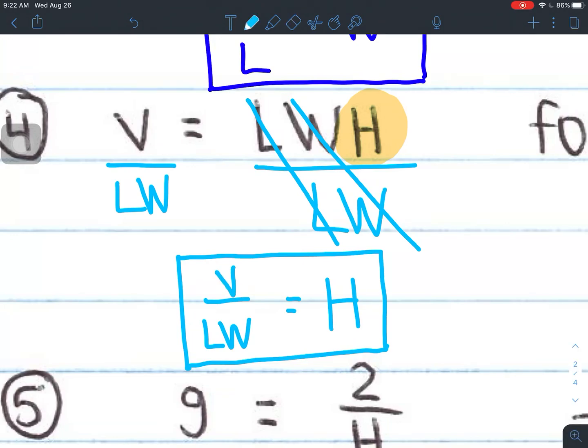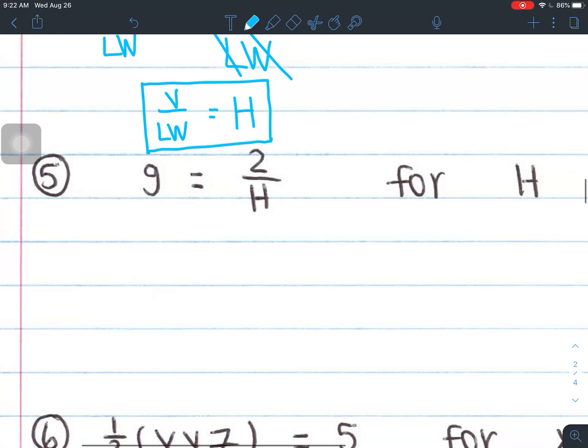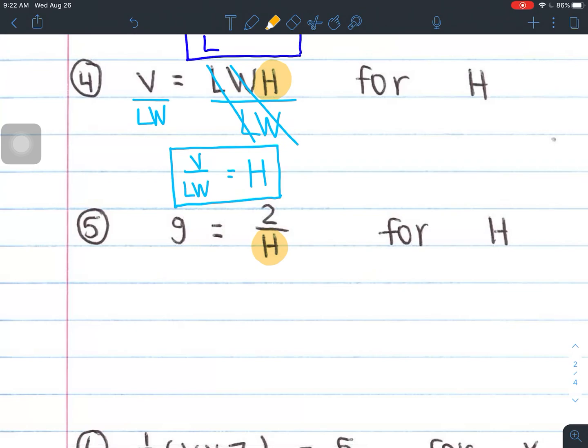All right. Moving on to number 5. Now this is the first tricky one that we see. G equals 2 divided by H, and we want to solve for H. Now this one is tricky because what we want to solve for, we actually have to move around a little bit. So first of all, we hate fractions. We always hate fractions in math.